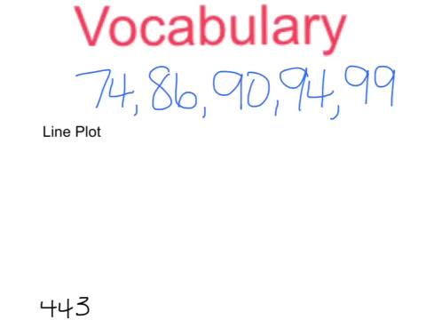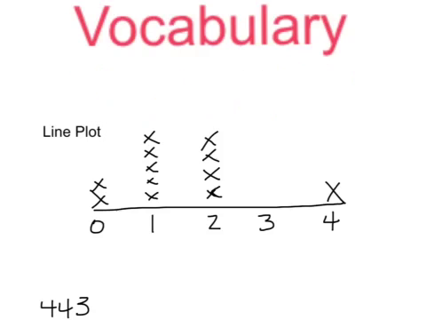Our last vocabulary term for today is line plot. This is a sketch of data in which check marks, X's, or other symbols above a labeled line show the frequency of each value. Here is an example of a line plot.